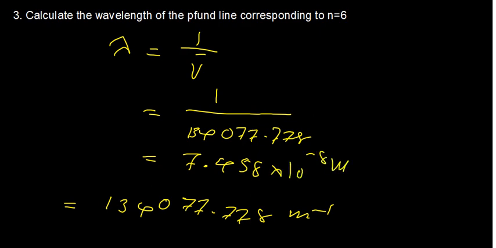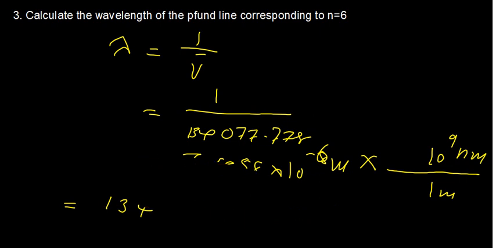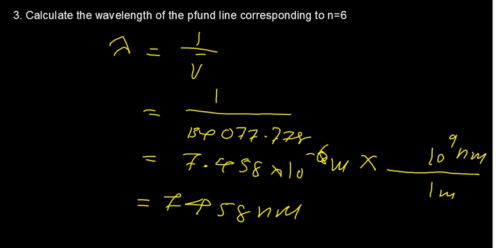So to convert it to a more convenient unit, let's convert it to nanometers. So we know that in 1 meter we have 10 to the power 9 nanometers. So therefore the answer that we are going to find is 7.458 times 10 to the power 3 nanometers. So that will be our answer on this question. That will be the wavelength.